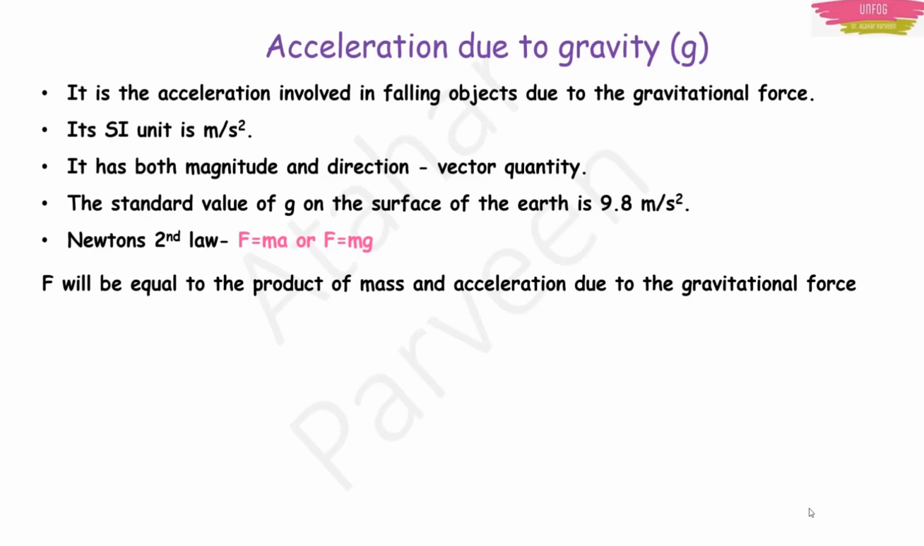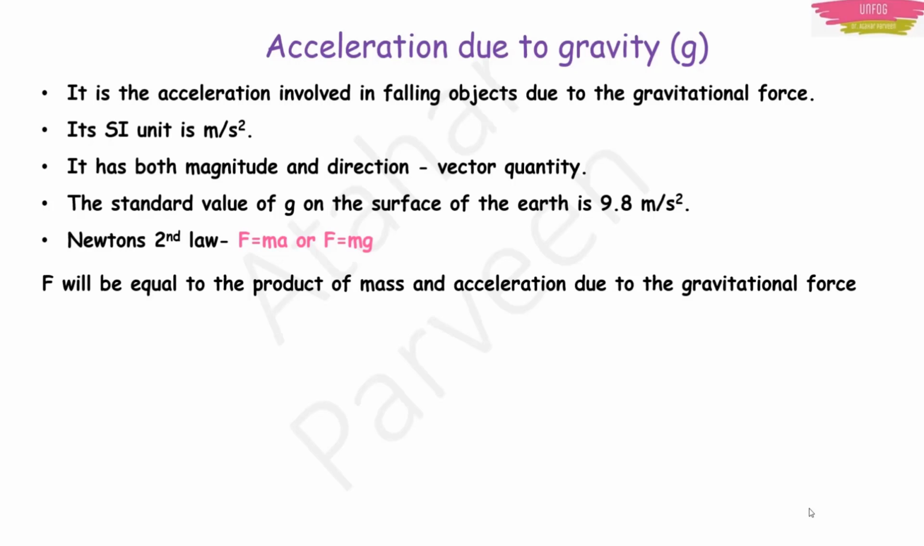The acceleration of that ball which is falling freely due to gravitational force is known as acceleration due to gravity. Basically, the acceleration which is caused due to gravity is known as acceleration due to gravity. Its symbol is small g and its unit is the same as that of acceleration, that is meter per second square, and this also has magnitude and direction. That's why this is a vector quantity like our normal acceleration, and its standard value on the surface of the earth is 9.8 meter per second square. But in numericals where you don't require any accuracy, you can use the value of g as 10 meter per second square. It will be easy for you to calculate and it will save your time.